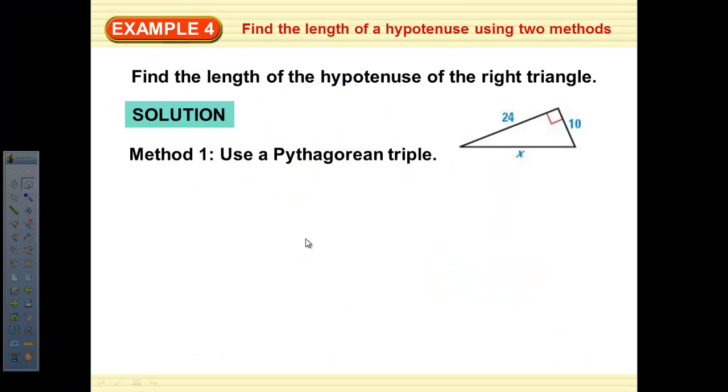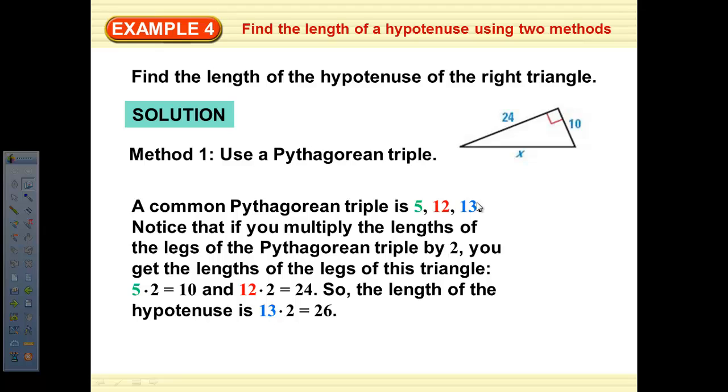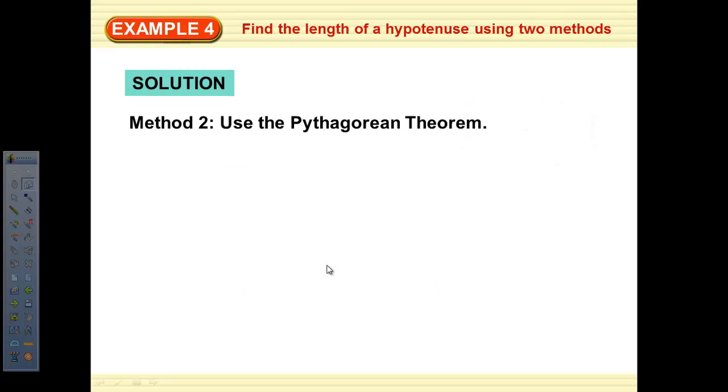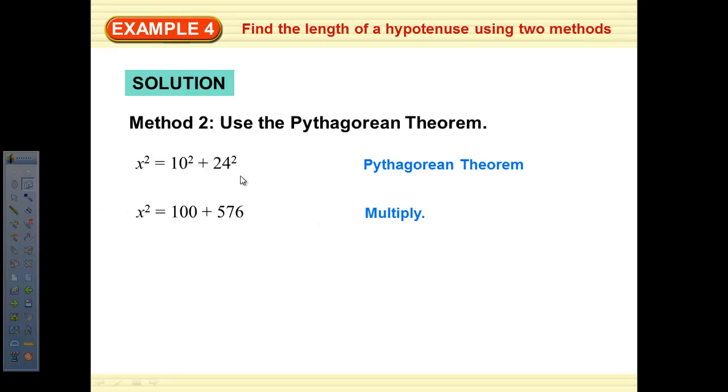So again, using a Pythagorean triple, we see it's 5, 12, 13, so it's 13 times 2, which is 26. Using the Pythagorean theorem, we plug in 10 and 24, we get 100 plus 576, and we get x squared equals 676. Square rooting both sides, we get 26.